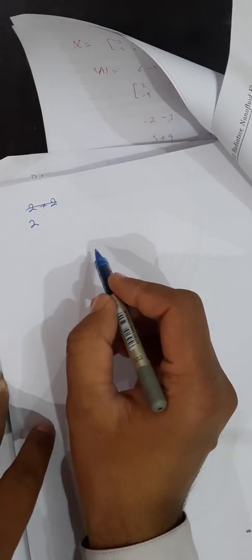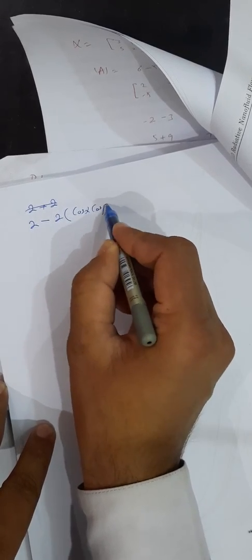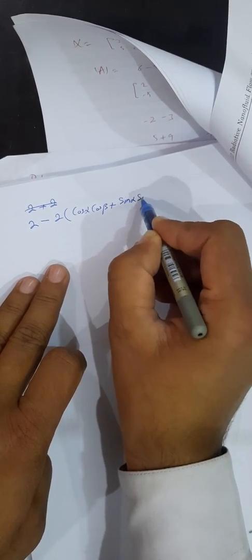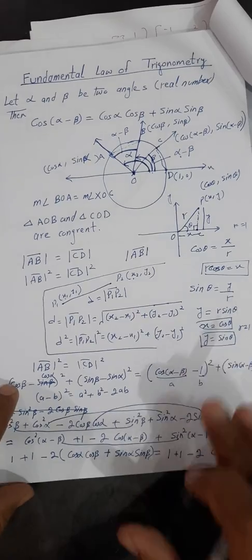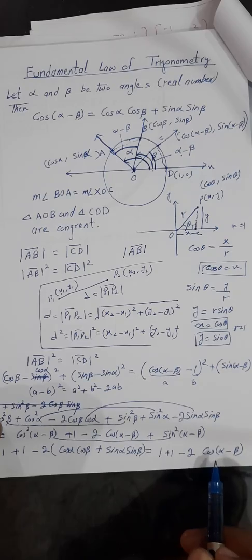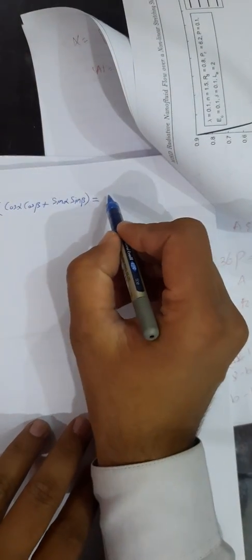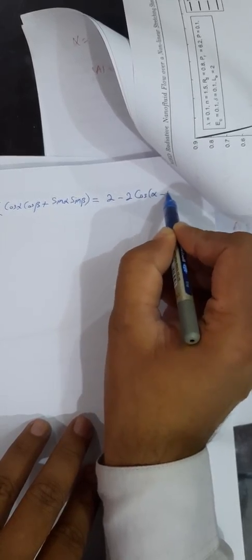Two minus 2 times (cos alpha cos beta plus sin alpha sin beta) is equal to this 1 plus 1 is 2, 2 minus 2 times cos(alpha minus beta). We will write this in the next equation again: 2 minus 2 times cos(alpha minus beta).